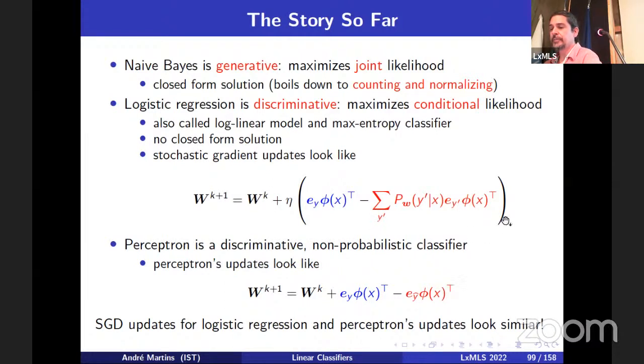Now, if you look at the updates in stochastic gradient descent for logistic regression and the updates for multi-class perceptron, they're actually quite similar. So if you look at this part in blue, it's exactly the same. The part in red is a bit different. In the perceptron case, this part in red is just the corresponding row of the matrix that corresponds to the wrong prediction of the model. In the case of logistic regression, it's like a soft version of that, because we are using the probability that the model assigns to each label, and then we are multiplying that by the feature vector phi of x. So we can regard the updates in logistic regression as kind of a soft version of the updates in the perceptron. But it's interesting to notice that they look similar. Any questions at this point?